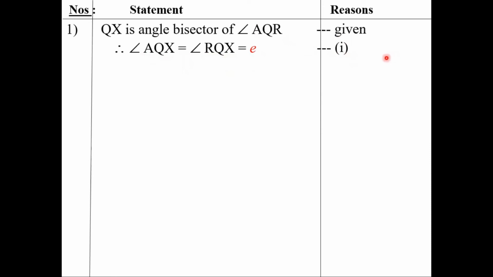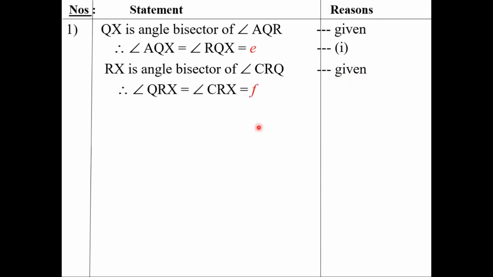Similarly they have given RX also as an angle bisector. So RX is the angle bisector of angle CRQ. So writing it split up for angle F, they have also given that RX is an angle bisector. So given, naturally angle QRX is equal to CRX is equal to F. I'm going to call it equation number 2 over here. So we have written the split up of angle as E, E and F, F.